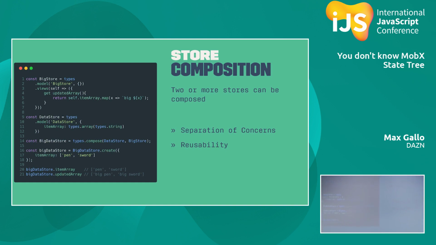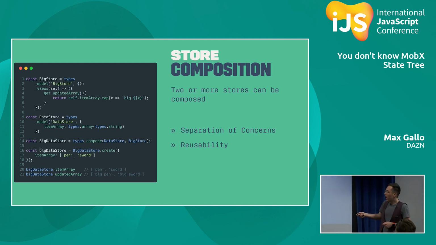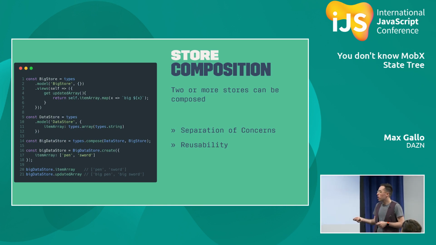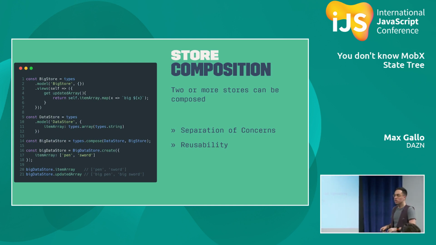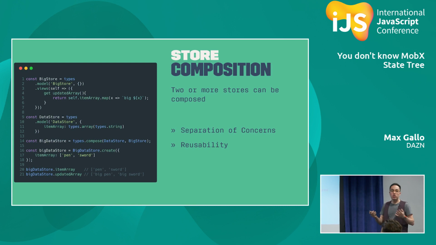Thanks to types.compose, types is again coming from MobX State Tree, I can compose data store and big store, obtaining a big data store. So for big data store, I created it and passed the initial state, which is my array of append and a sort. At this point, it's barely visible, but you can see that item array is append and sort array, while updated array has big pan and big sort. So I'm actually composing two features from two different components in one store that gives you the power and the features of the two stores.